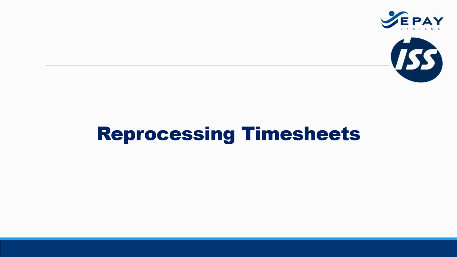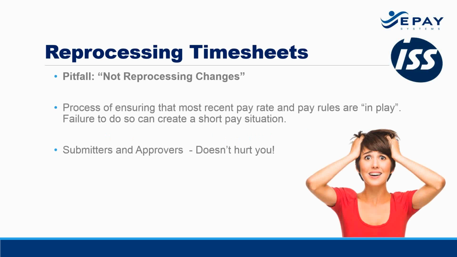As it relates to reprocessing timesheets, the real pitfall is that we simply don't reprocess changes. As I mentioned, as the system collects your in and out punches for the employee, it applies those rules and runs them through its own reprocessing timesheet process. However, if those pay rules, pay rates, union rules, etc. change during a pay period, you can run reprocessing timesheet at any point to have the system automatically update.